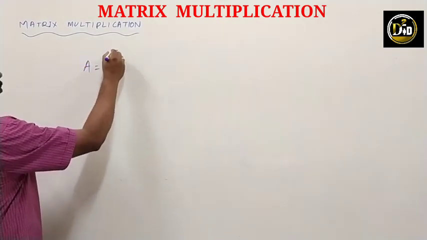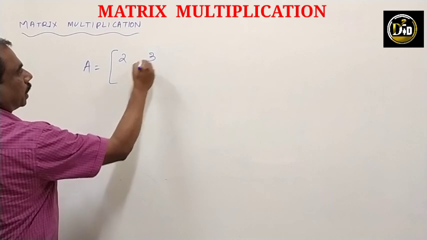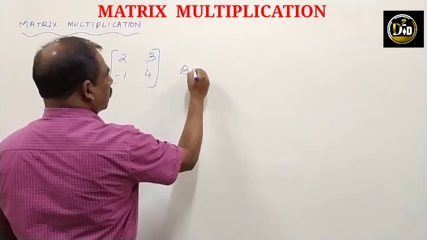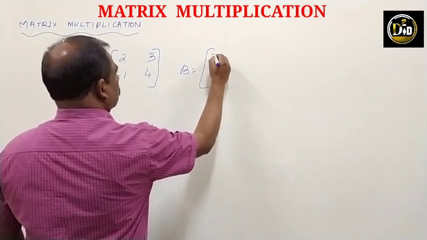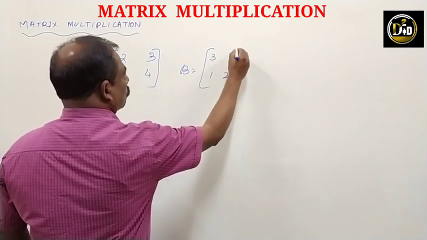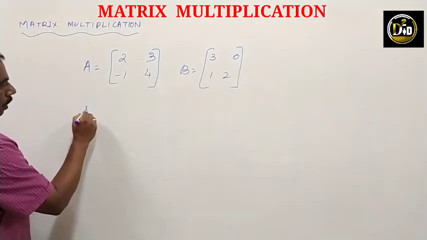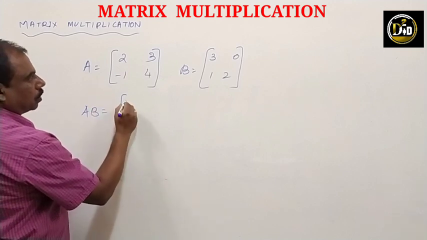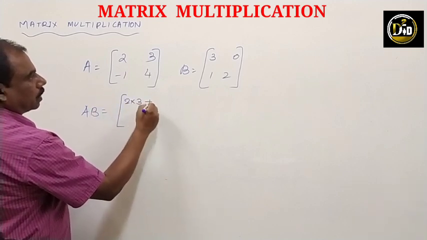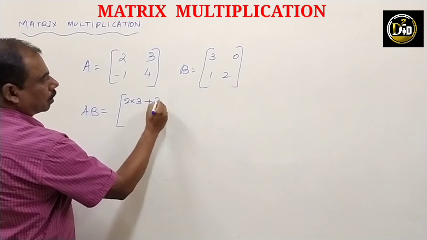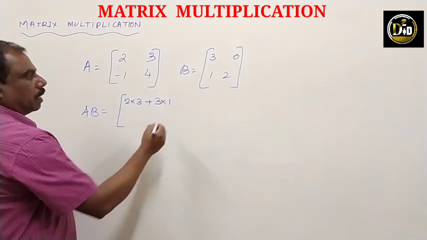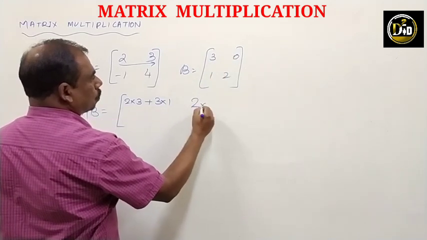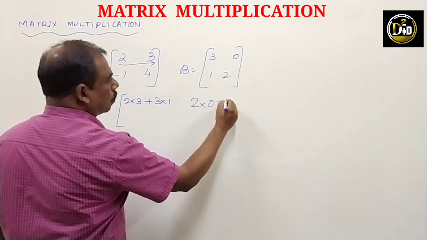Let A be equal to the matrix 2, 3, minus 1, 4, and B be equal to the matrix 3, 0, 1, 2. We find the product A into B. A into B is equal to 2 into 3 plus 3 into 1. That is the first element. The second element is 2 into 0 plus 3 into 2.